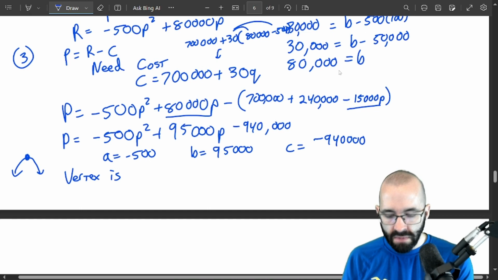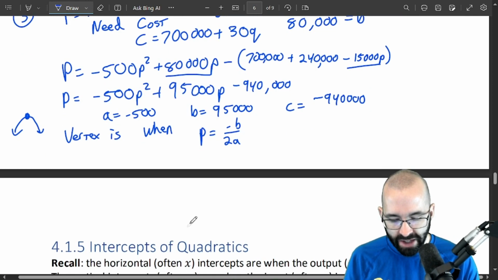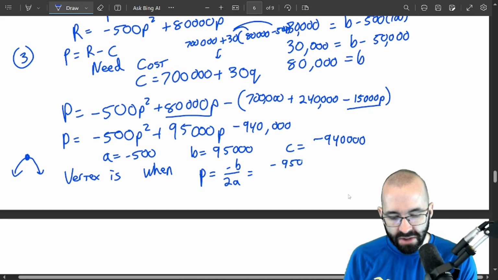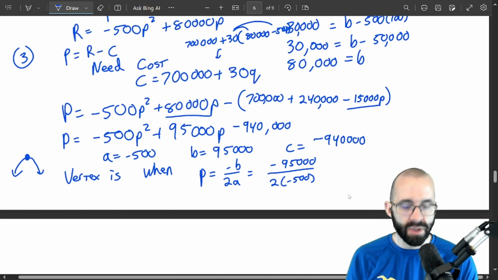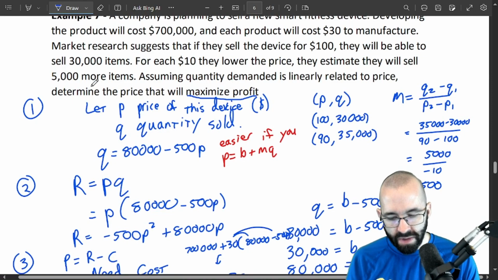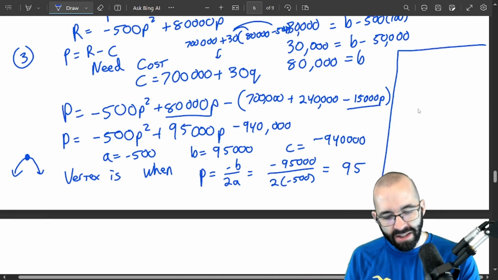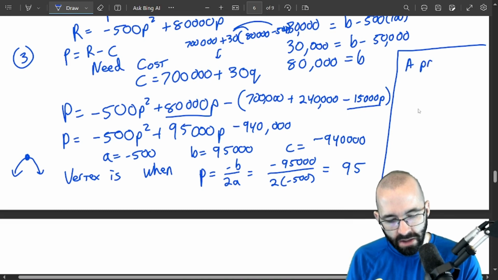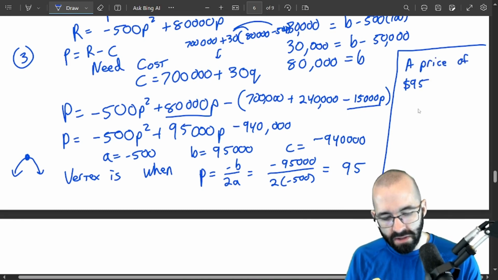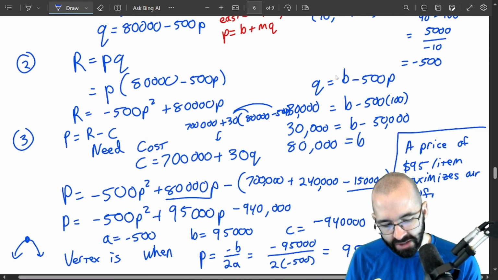The maximum is going to be at the vertex. The vertex is when our input variable, in this case price, is negative b over 2a. That'll be negative 95,000 over double negative 500. So we're dividing by negative 1,000. It's 95. All right, that's the price. What do we want to do? Determine the price that'll maximize profit. That's why I solved for Q. I thought I'd be saving us steps. So a price of $95 per item maximizes our profit. And that's our answer.